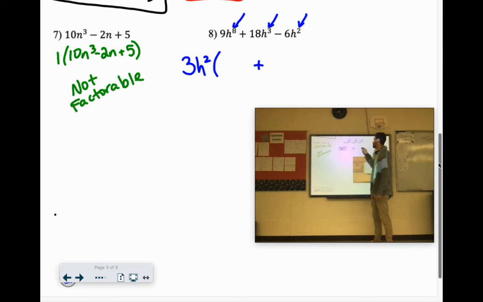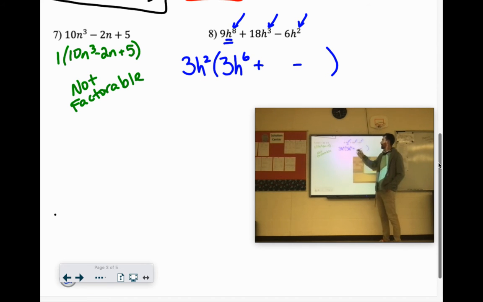Again, we're just filling in some blanks here with what's missing. 3 times what would give me 9? It's 3 times 3. I have h to the second. I need h to the 8th. So we need h to the 6th, right? 3h squared times 3h to the 6th gives us 9h to the 8th. 3 times what would give us that 18? Well, that's 6. I have h to the 2nd, I need h to the 3rd, so we need one more h.